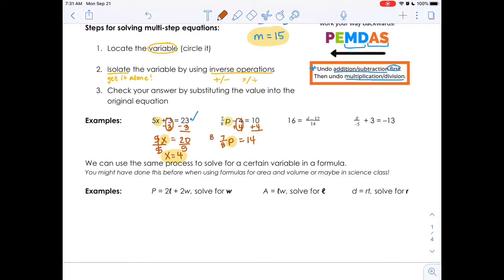So if I multiply by 8 over 7, the 8's will cancel, and the 7's will cancel, giving me 1p, or just p. If I multiplied by 8 over 7 on the left, I have to do the same thing on the right, 8 over 7. You can plug this straight into a calculator to help you, but I'm going to do 14 times 8, and then divide that by 7, and we get p equals 16.